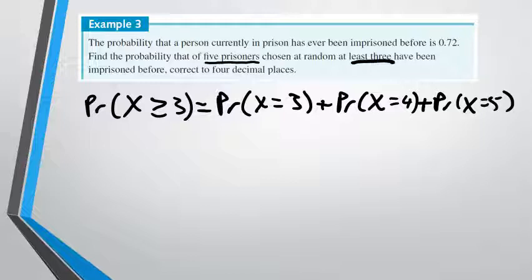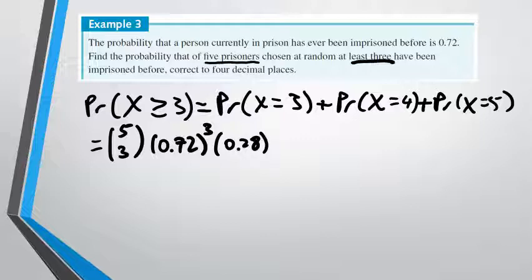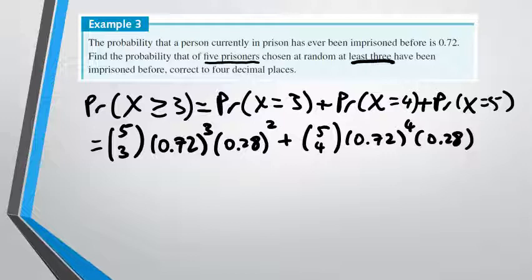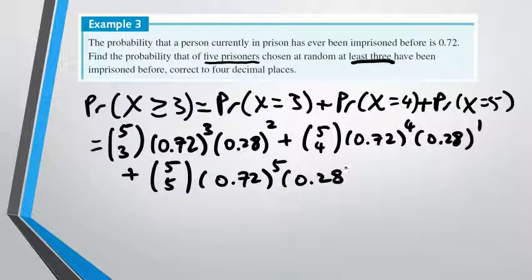Like I said, don't stress, your calculator will work this out for you. So if we painfully write all of this out, we want the total of 5, 3, our probability is 0.72 of them going back to prison. And then 1 minus 0.72 is 0.28. 5 minus 3 is 2. Plus, you can see this takes a while, which is why you don't normally do it by hand. 0.72 to the power 4, 0.28 to the power of 1, plus 5, 0.72 to the power of 5, 0.28 to the power of 0.